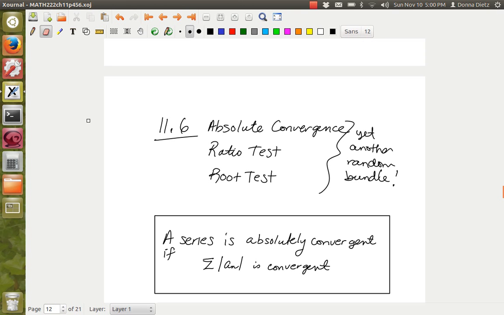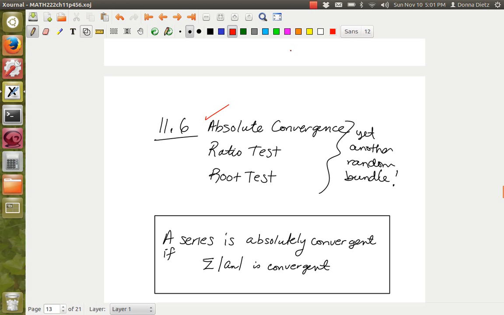11.6. So this is a chapter with a couple ideas in it: absolute convergence, ratio test, root test. It's kind of a random bundle, but these guys are conceptually connected, so they kind of make sense to be together. A series is called absolutely convergent, so this is our first chapter heading title.